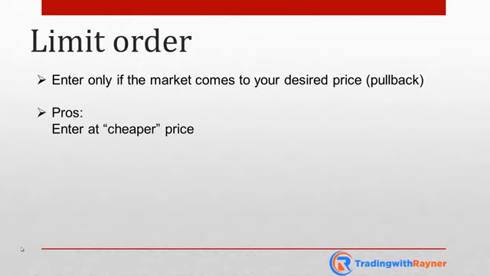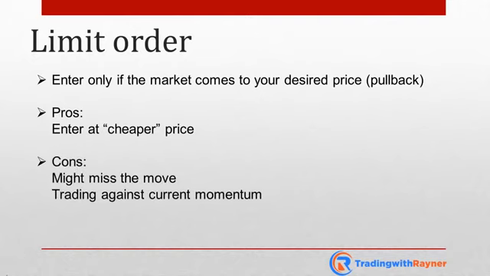So the pro of this approach is that you're typically entering at a cheaper price. You let the market come to your price level. The downside of this approach is that you might miss the move because Apple might not come back to $100. It might go up to 150, 200, and hey, you missed the boat. And the other downside is that you're actually trading against the current momentum, because if you think about this, as the market fills you on the trade, you're actually trading against that down move. So that might be something that you want to be aware of as well.